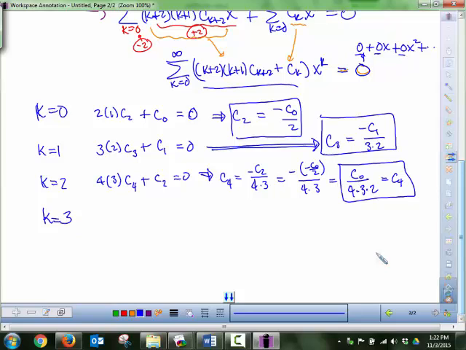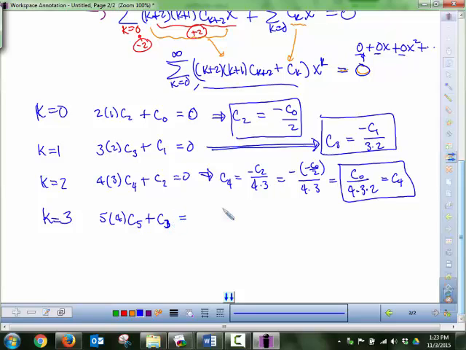So if we do one more, we could probably begin to identify a pattern. And let's see where this is going to take us. We have k is equal to 3 now. It's 3 plus 2 is 5. So we got 5 times 3 plus 1 is 4. Whoops. C sub, add 2 to that, C sub 5 plus C sub 3.